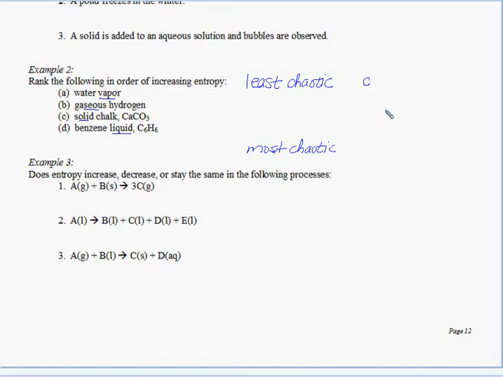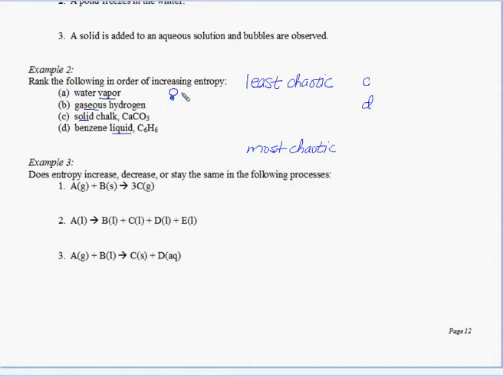Next would become the liquid, letter D. The liquid has a lot more motion, and it's considered a fluid. Since fluids have particles that can change positions, that's going to create more chaos. Solids don't have that kind of mobility. We've now narrowed it down to the most chaotic being either the water vapor or the gaseous hydrogen. Here's where your Lewis dot structures can help you.